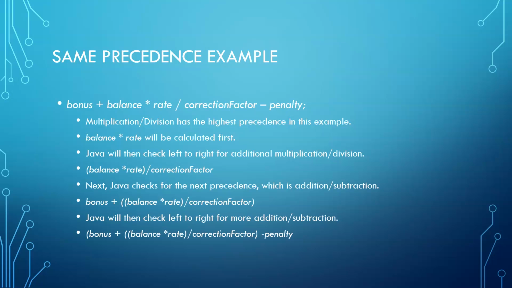Next, Java is going to check for the next precedence, which is addition and subtraction. So bonus plus parentheses, balance times rate, and parentheses, divided by correction factor, and parentheses. And then Java will check left to right for additional addition and subtraction. Parentheses, bonus, plus, parentheses, balance times rate, and parentheses, divided by correction factor, and parentheses, minus penalty.